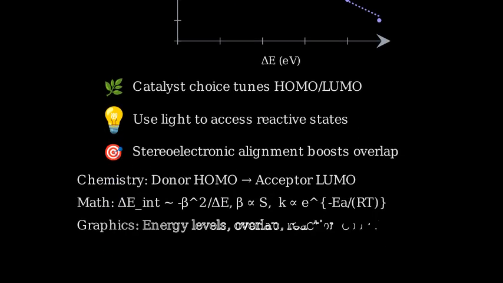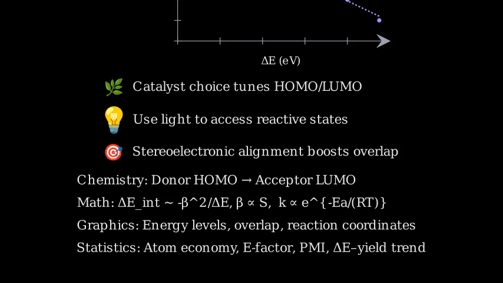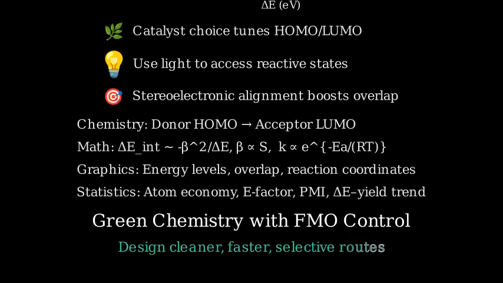To summarize, chemically, reactions follow frontier orbital interactions, dominated by the donor HOMO and acceptor LUMO. Mathematically, interaction scales inversely with the gap and directly with overlap. Kinetically, smaller barriers mean faster rates. Statistically and graphically, we use metrics and data to pick greener routes. Frontier molecular orbital control gives a powerful lens to design greener syntheses: fewer steps, milder conditions, higher selectivity, and less waste.